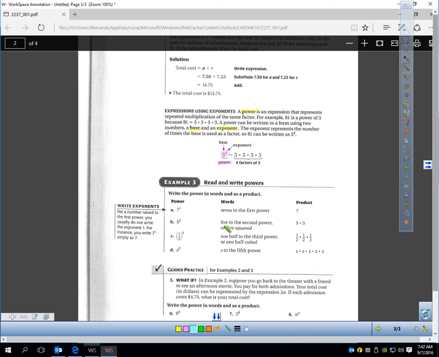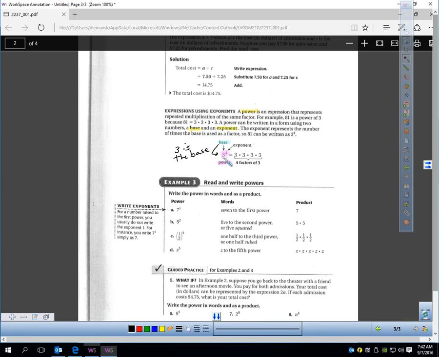Now the base, you can see I'm highlighting base, the base is the number underneath the exponent. So right now, 3 is the base. I'll just write that down. 3 is the base right now. The base is the number underneath the exponent. And then I think most of you know what an exponent is. It's that little raised number.